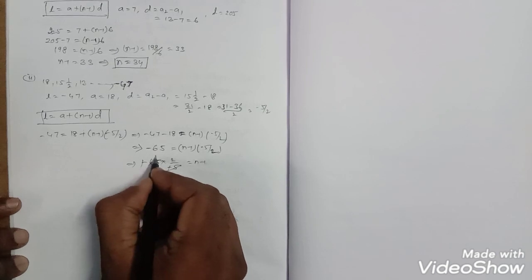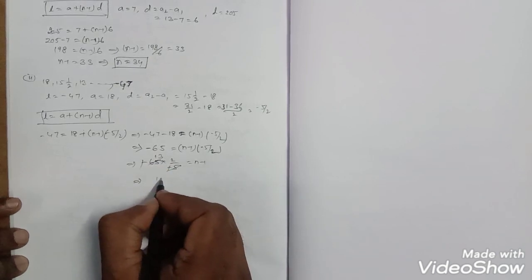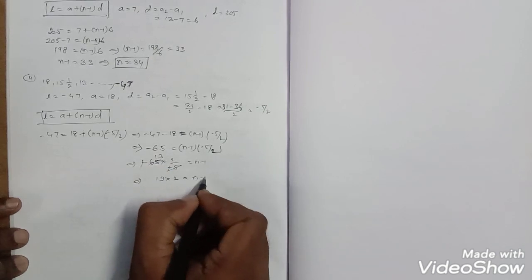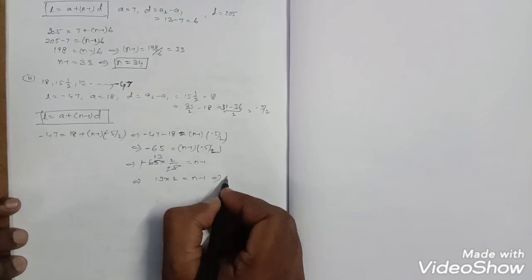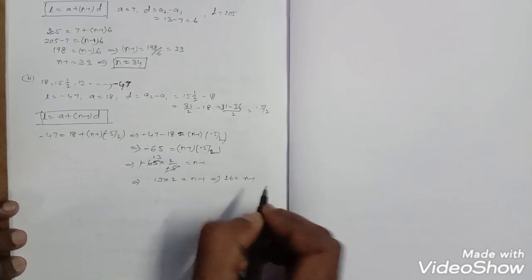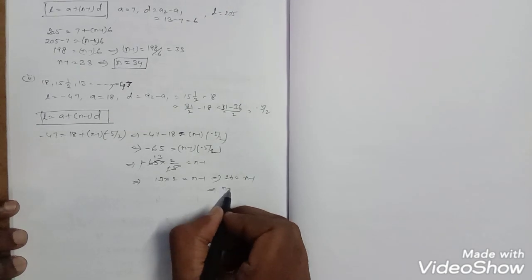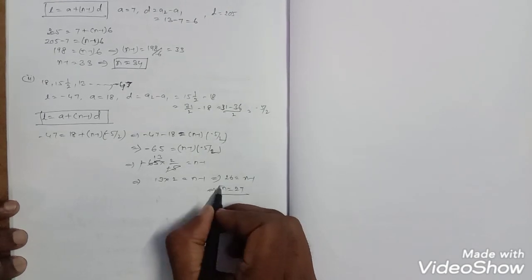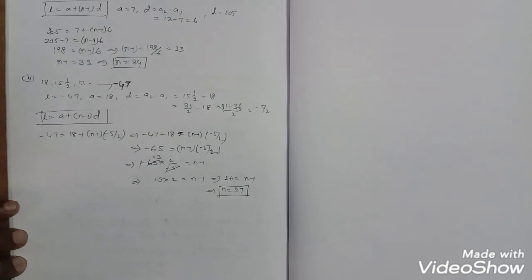Now 5 13s are 65. So you'll get here 13 into 2 is equal to n minus 1. Now 13 2s are 26, which is equal to n minus 1. So here n is equal to 27. So there are a total of 27 terms in this series.